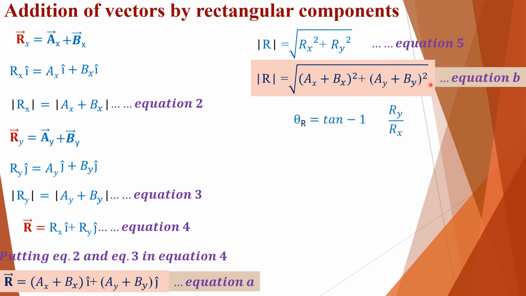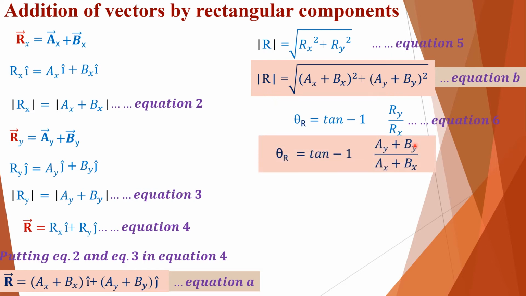By rectangular components, the direction theta R is equals to tan inverse ry divided by rx. Let's say it equation number 6. Putting the values of ry and rx from equation 2 and equation 3 in equation number 6, we get theta R is equals to tan inverse ay plus by divided by ax plus bx.